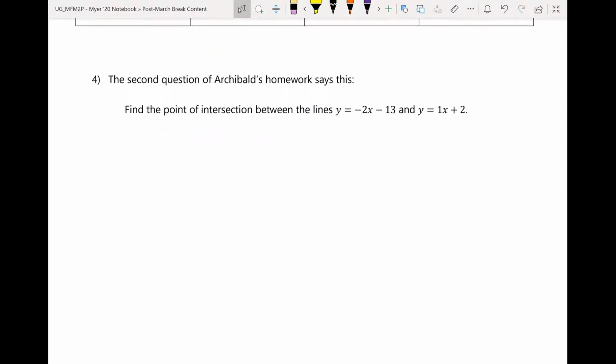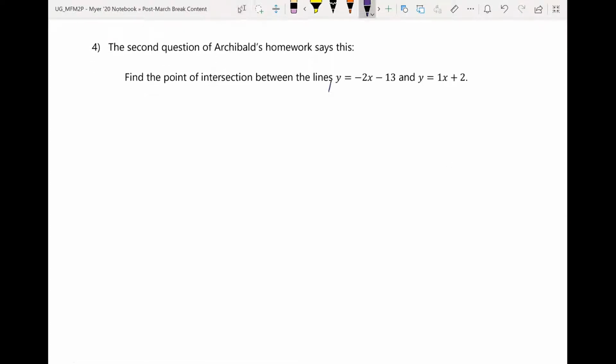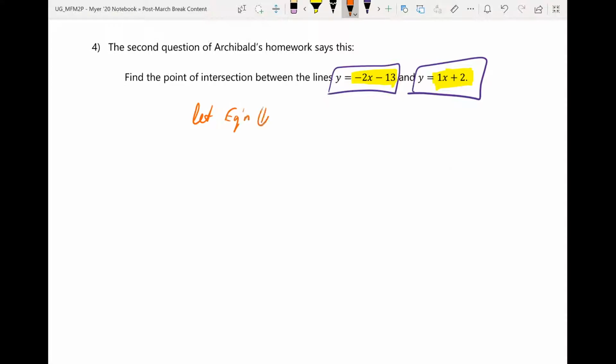Yeah. All right. What about this one here? So the second question of Archibald's homework says this. Find the point of intersection between this line right here and this line right there. What do we do when we're trying to find points of intersection? You're gonna put everything to one side, I think it was. So basically, these are two equations of lines, right? When we're trying to find an intersection, we're actually trying to find where those two lines crisscross, basically. So to do that, all we have to do is let equation 1 equal equation 2.